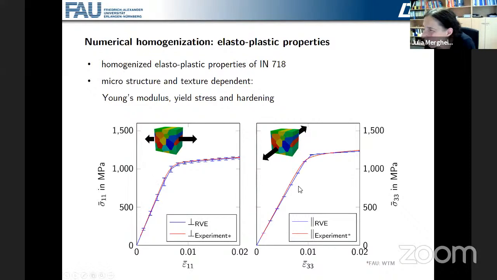Well, I don't remember exactly how that was. I think one of the directions was used for the calibration and the other for the validation. But I'm not sure exactly. It's true that we used one of the results to calibrate some of the parameters on the micro scale, and then used the other one to validate it.